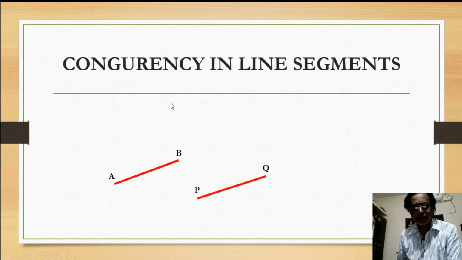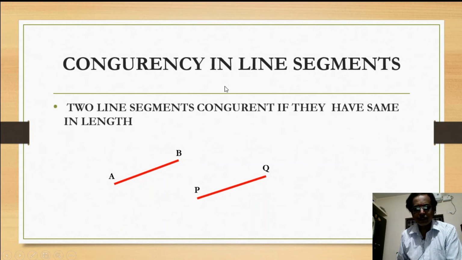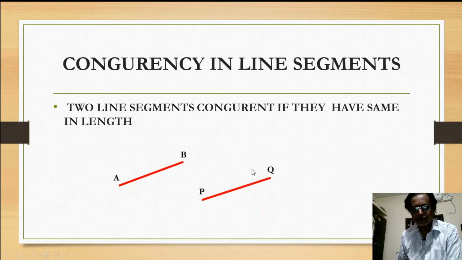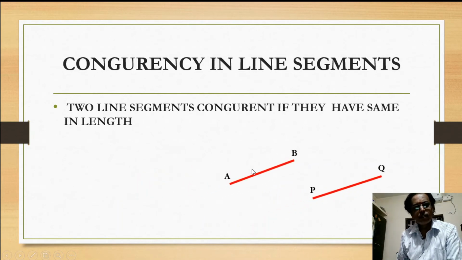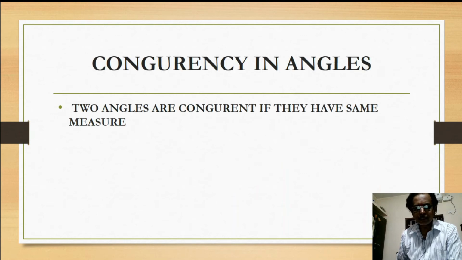Geometrically, we can see congruency in line segments. Two lines are congruent if they have the same length. Okay, children, we have AB and PQ. They have the same length. That's why they are congruent line segments.